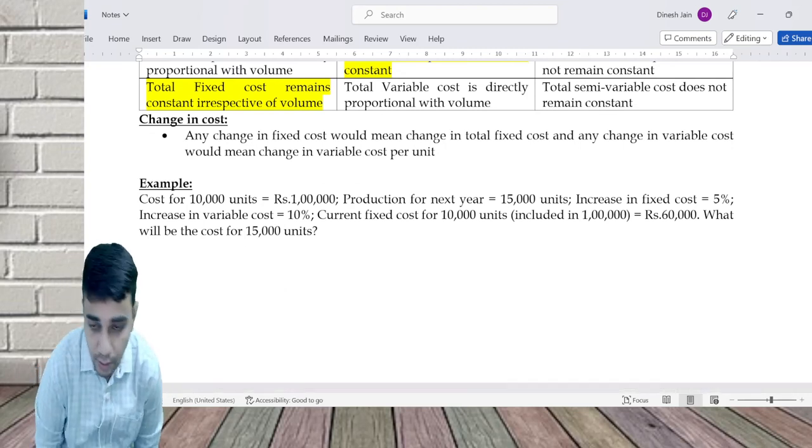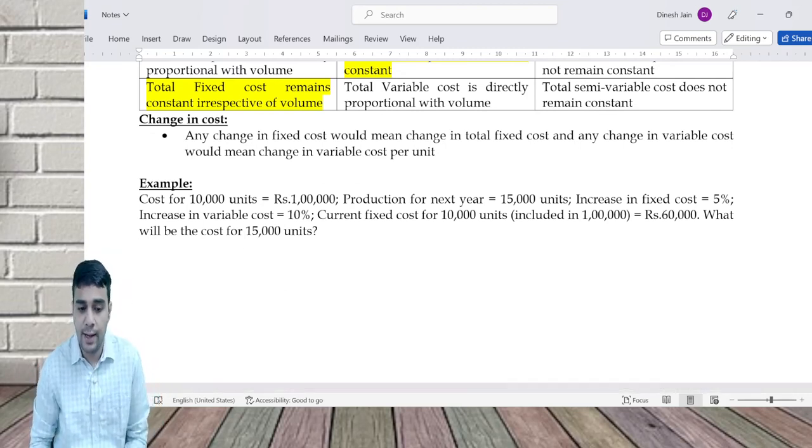Cost for 10,000 units is 1 lakh. Production for next year is 15,000 units. There's an increase in fixed cost of 5%. There's an increase in variable cost of 10%. Current fixed cost is 60,000. What will be the cost for 15,000 units?